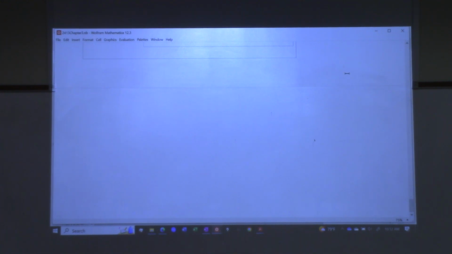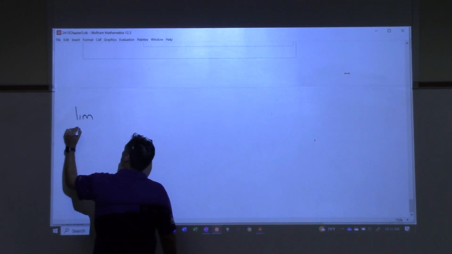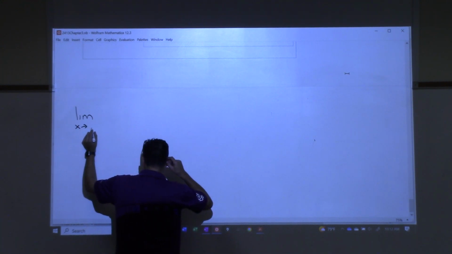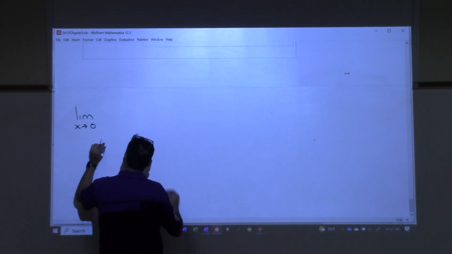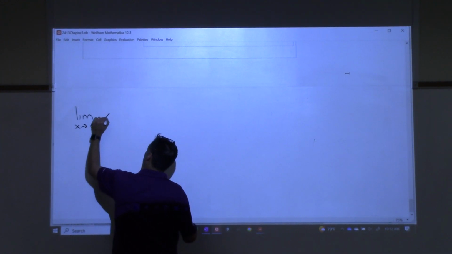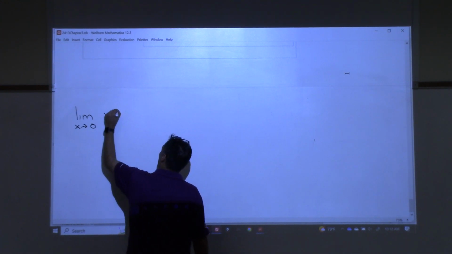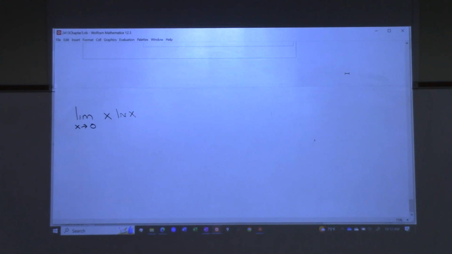Let's just do it right here. Let's do the limit as x goes to, what do I want to go to? 0, yeah, let's go to 0, and let's do x natural log x. There we go. Let's do that one.